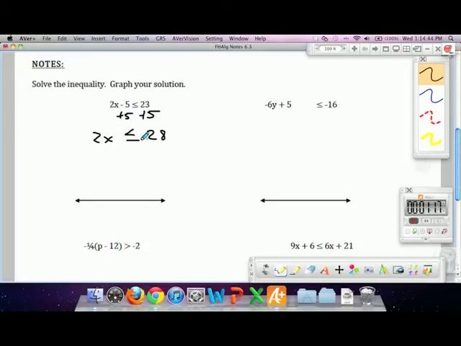Okay, so then what's the next thing we need to do? Divide by 2. x compared to 14. Is the sign flipped or stay the same? Stays the same because we divided by a positive number. Oh look, x is less than 14. Graph this. 14, filled in, numbers less than 14.